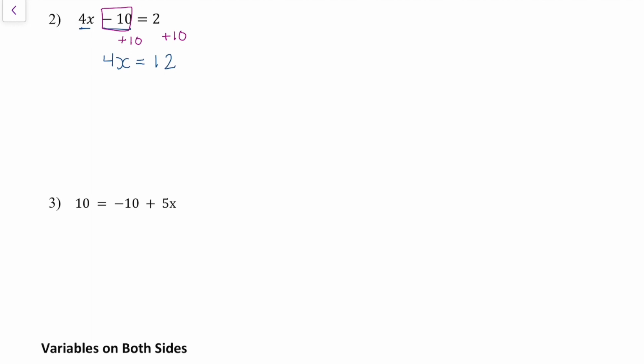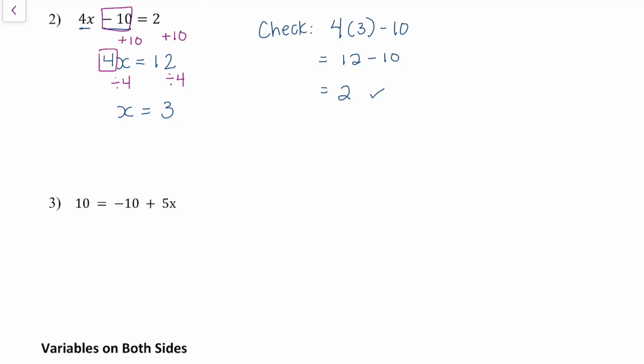I can get rid of this multiply 4, so I'm going to divide by 4 on each side, and I get x equals 3. And again, we can check by substituting it back in, and we're hoping our answer comes out to be 2. So I get 12 minus 10, which does in fact equal 2, so we know we did it right.